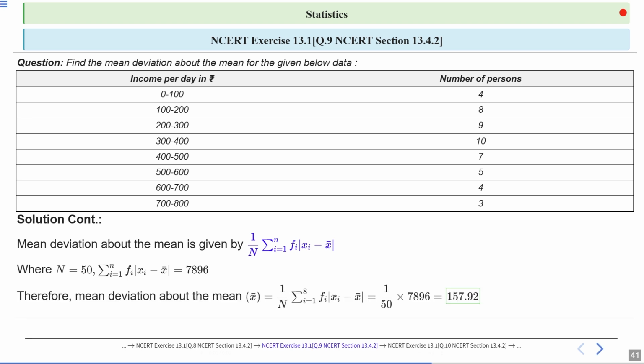Therefore, mean deviation about the mean x bar equal to 1 divided by n summation i equal to 1 to 8 fi times absolute value of xi minus x bar is equal to 1 by 50 times 7,896, and when we multiply this out, we get 157.92. Okay, and this is our mean deviation about the mean. So I hope this question is clear to all of you. So now let's move to the next question.